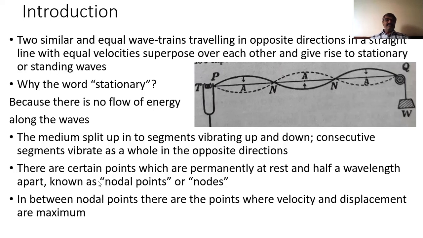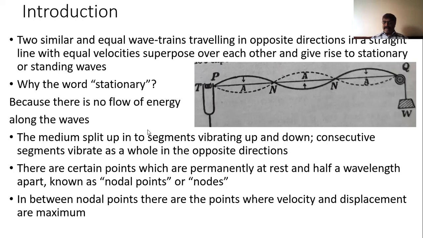There are certain points where the displacement is zero, and these points are called nodes. In between these nodes, exactly at the middle, we have the point where the displacement is maximum, and these points are called antinodes. So, we have the exact displacement points called nodes and antinodes. For nodes, the displacement is zero, and for antinodes, the displacement is maximum. So this is about the stationary wave pattern, or standing wave pattern.